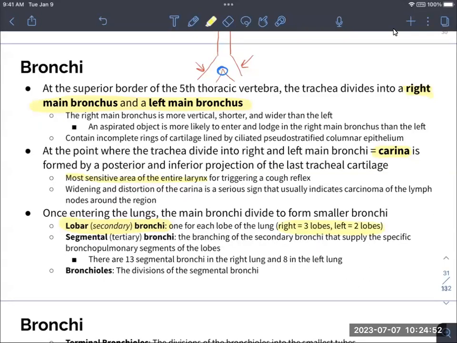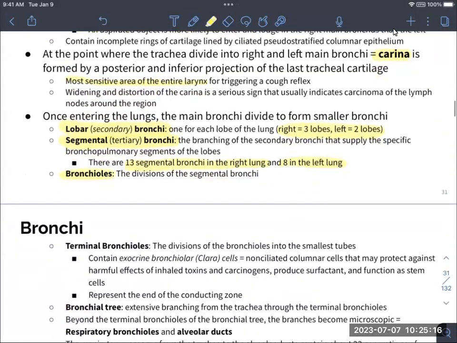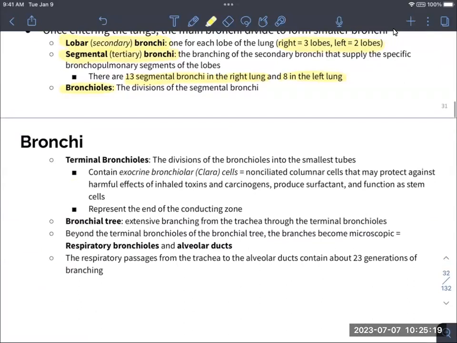Those lobar or secondary bronchi turn into segmental or tertiary bronchi. So they're branching off even further. There's 13 segmental bronchi just in the right lung. There's 8 in the left lung. Those segmental bronchi are dividing even further into bronchioles. It's like a big tree. Those bronchioles divide even further into terminal bronchioles.